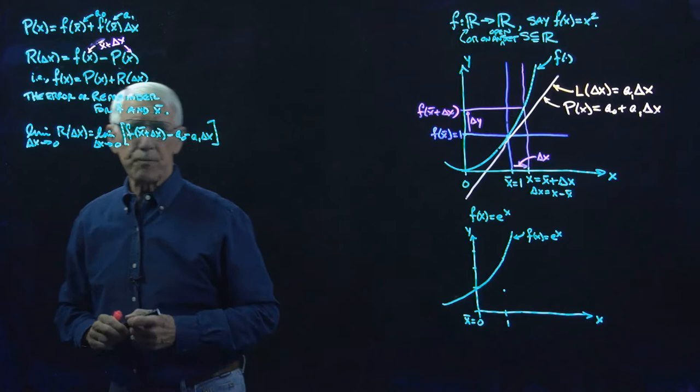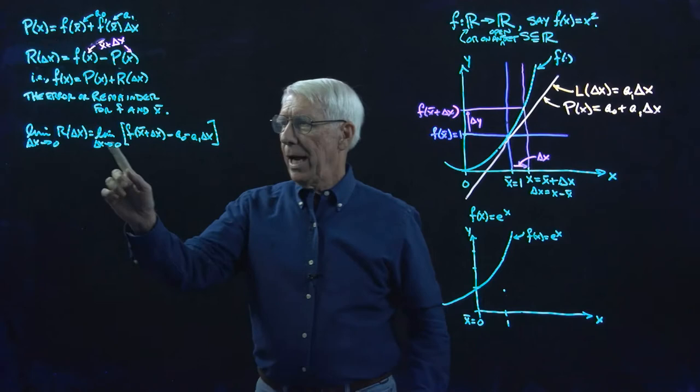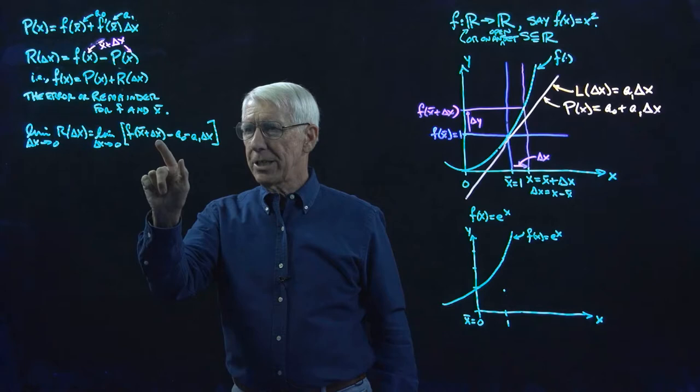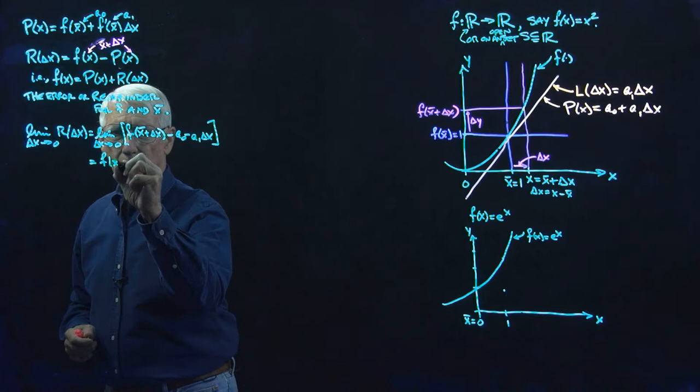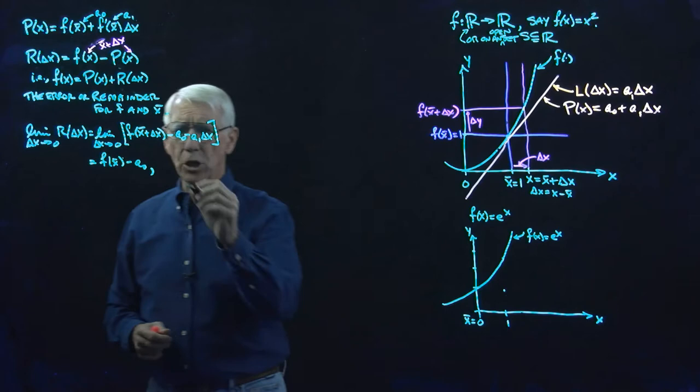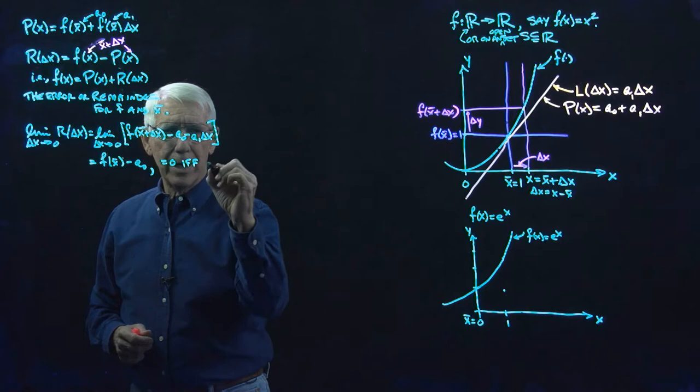But now notice the limit as delta x goes to 0 here. As delta x goes to 0, this disappears, so that's gone. And as delta x goes to 0, this goes to f of x bar, which is a fixed number. x bar is fixed, so this limit is f of x bar minus a naught. And of course, that is equal to 0 if and only if a naught is f of x bar.